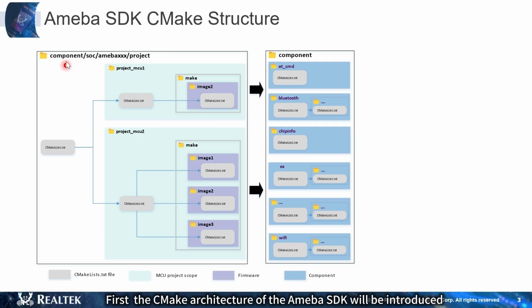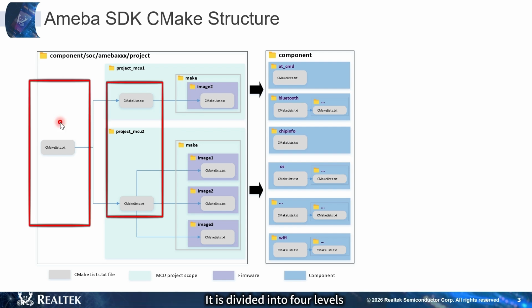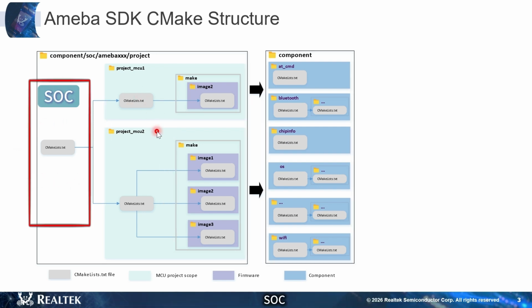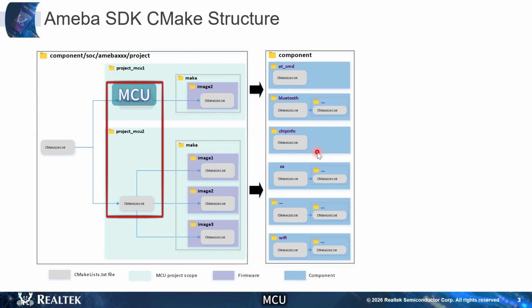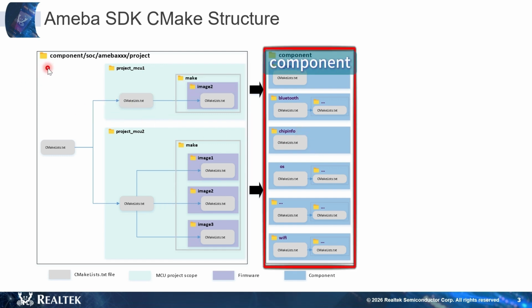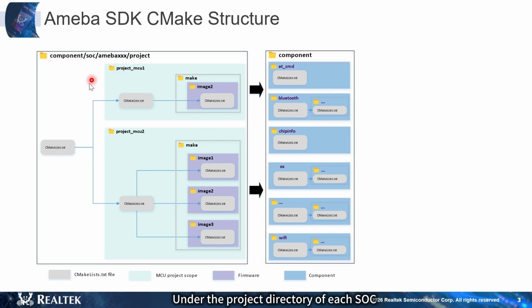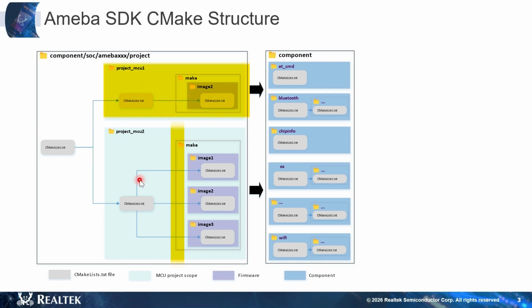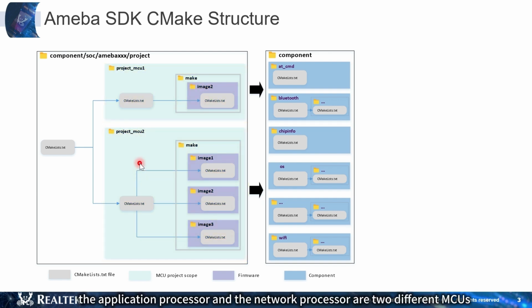First, the CMake architecture of the Ameba SDK will be introduced. It is divided into 4 levels: SOC, MCU, firmware, and component. Under the project directory of each SOC, the CMake list file is the build entry point. Each SOC may contain multiple MCUs. For example, the application processor and the network processor are 2 different MCUs.